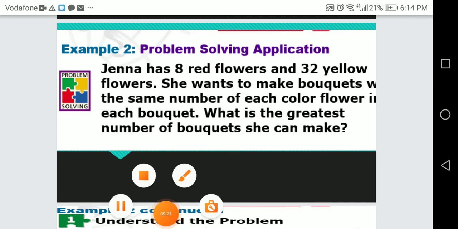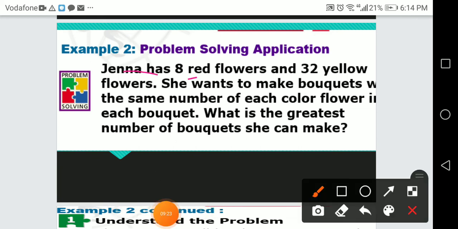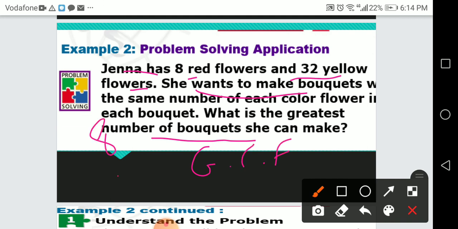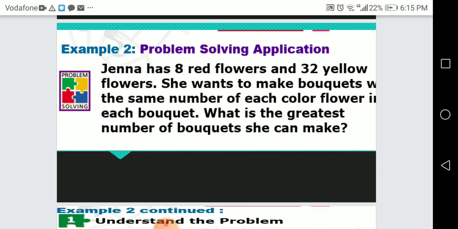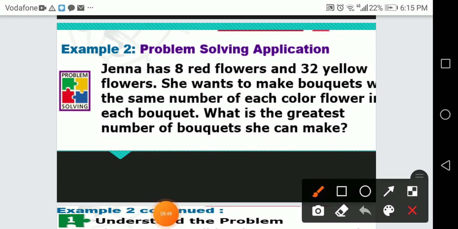Let's see the word problem here. Jenna has 8 red flowers and 32 yellow flowers. She wants to make bouquets with the same number of each color in each bouquet. What's the greatest number of bouquets she can make? Okay, greatest common factor of 8 and 32. What I'm going to do now, I'm going to get the greatest common factor of 32 and 8.